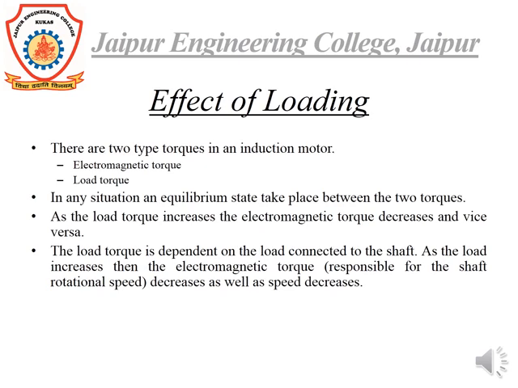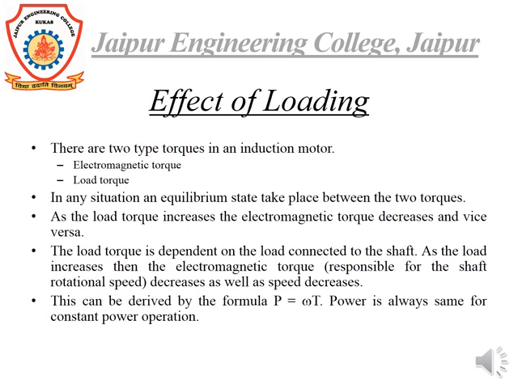So as the load torque increases, as the load increases, the electromagnetic torque decreases as well as the speed will decrease. So if we want to derive this, we can use the formula P equals omega T. Okay, for constant power operation, P is constant, so we will get the relation between T and omega. So if we increase the speed, it will decrease the load torque and vice versa. This is the effect of loading on the torque.